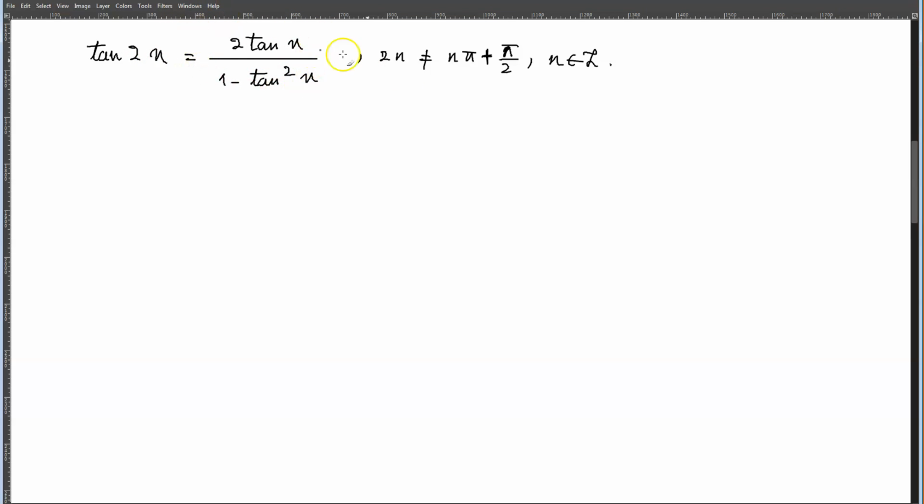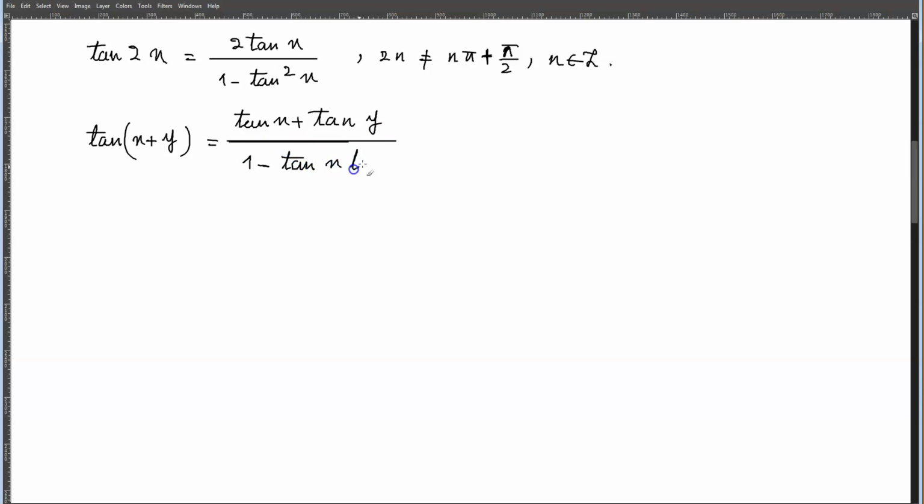So what that means is that now the tan of x plus y, we said that tan of x plus y is equal to tan x plus tan y, and you divide that by 1 minus tan x tan y. So tan of x plus y is equal to tan x plus tan y over 1 minus tan x tan y.